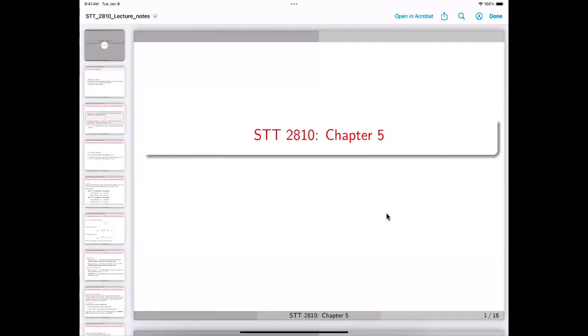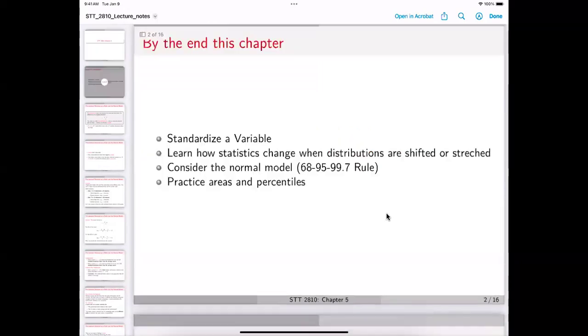So today we want to start with chapter 5. And in this chapter, I have divided into two parts. So for this first part, we are going to learn how to standardize a variable. You're also going to be able to tell what happens to the location parameters or the scale parameters when distributions are shifted or scaled.